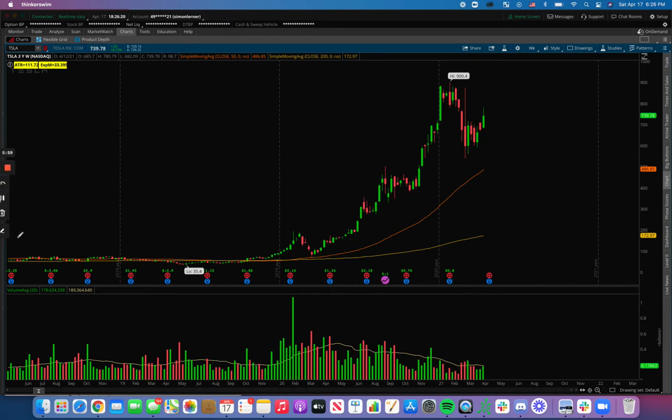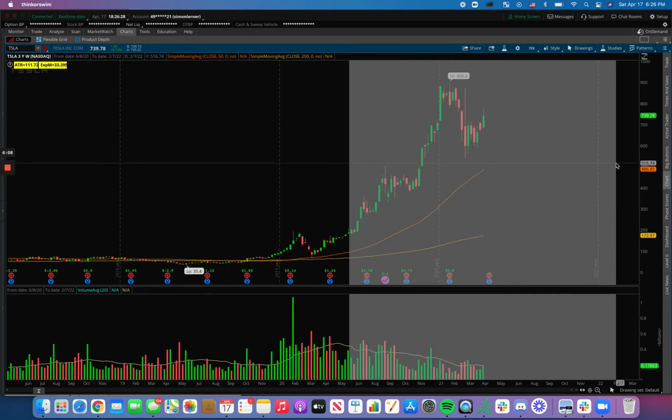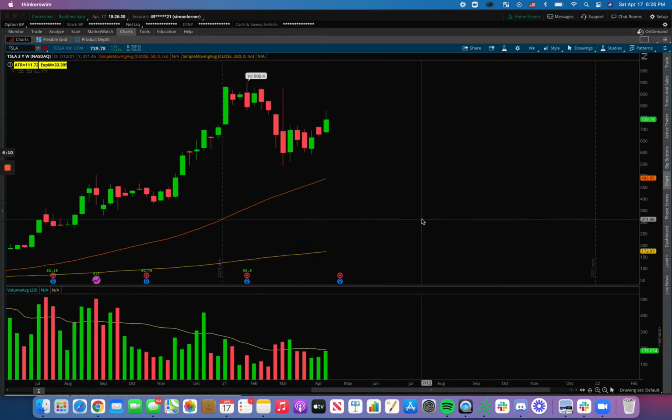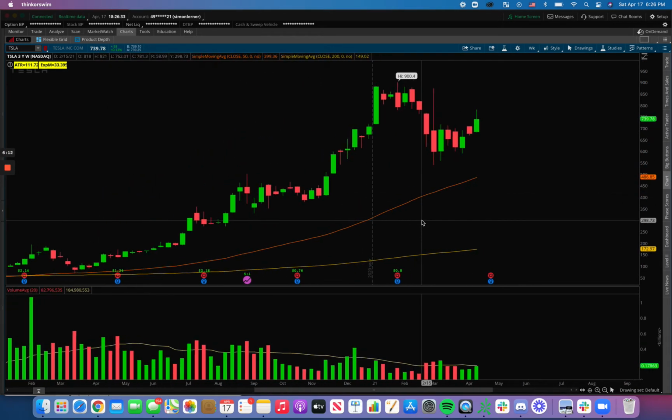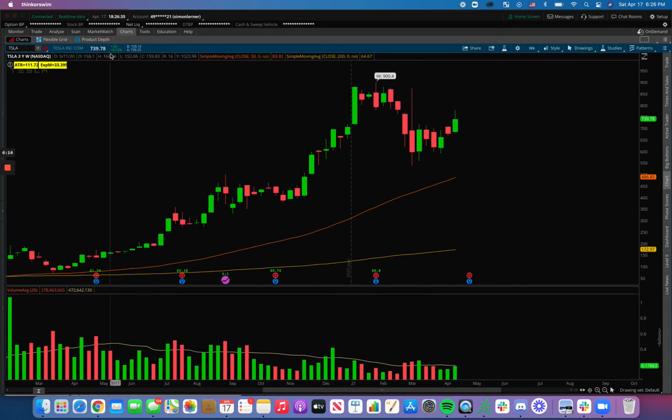So what I'm going to do is click on our arrow and zoom in to more recent data. That's the only data I care about. I don't care about what happened to Tesla under $300, because we're trading at 739 right now. It's not going down to 300 unless something terribly wrong happens.